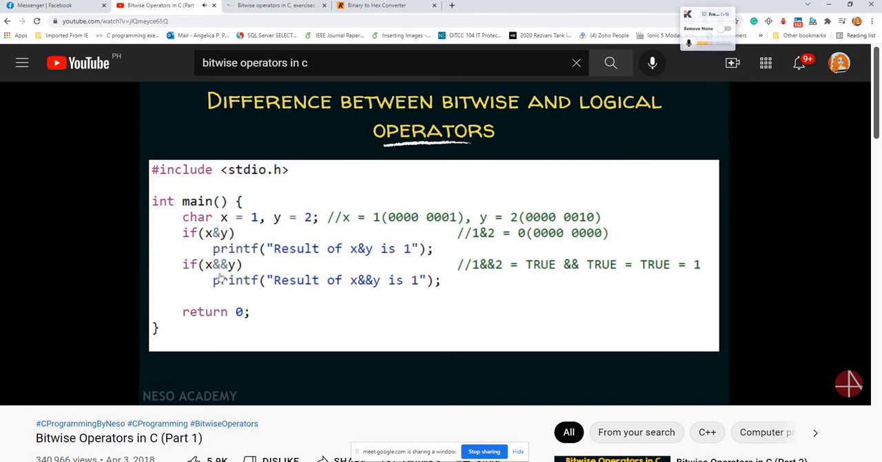On the other hand, here I have provided a logical AND operator. Now what is the result of this logical AND operation? 1 is treated as true and 2 is also treated as true, as any value other than 0 is treated as true. We know already that true and true is true, which is equal to 1. Therefore the condition inside this if construct will be satisfied, this printf function will be called, and the final output is: result of x logical and y is 1. Right? This is not very difficult to understand, the difference between the bitwise AND operator and the logical AND operator.